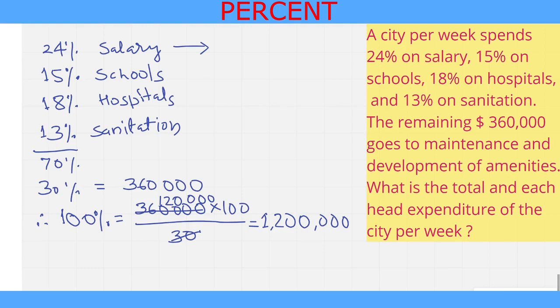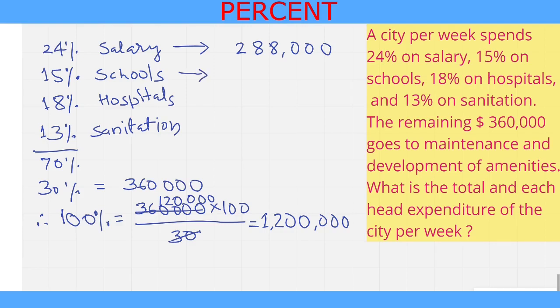Now we have to split these expenses into the expenses on each head. 24% to salary. We calculate this by short trick methods. 24% is 25% minus 1%. 25% is 1/4 of 1,200,000 is 300,000, and 1% is 12,000. 300,000 minus 12,000 is 288,000. This way you have to try to do the calculations orally.